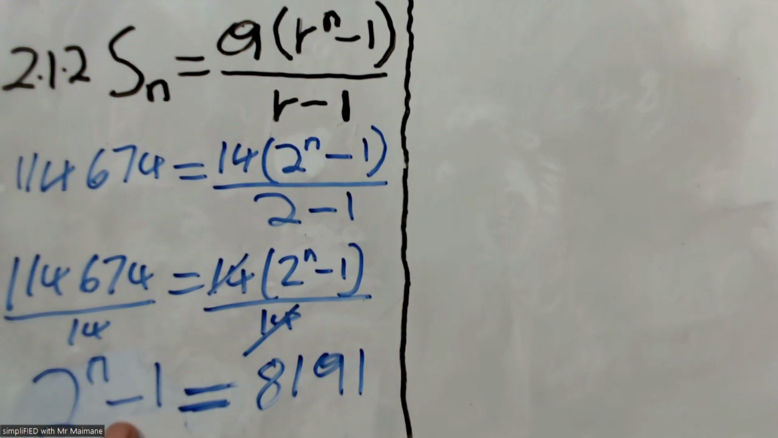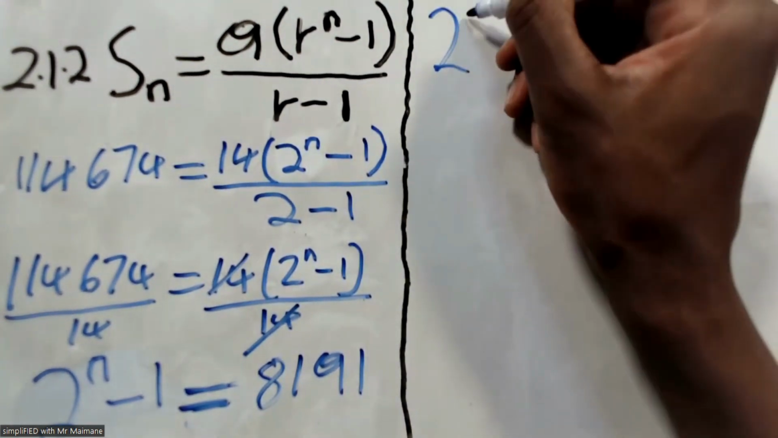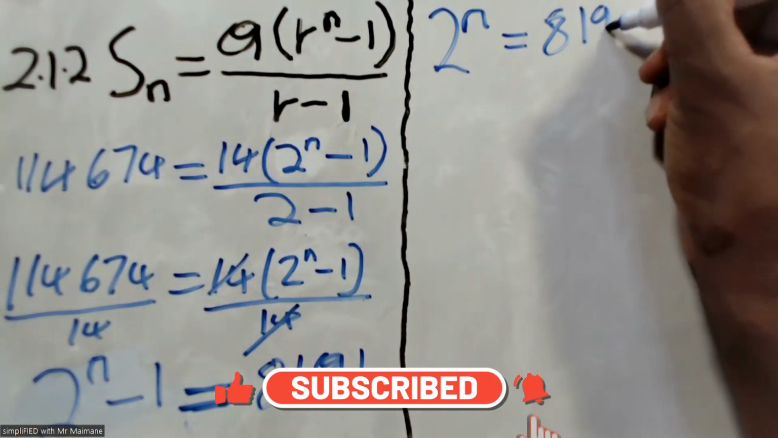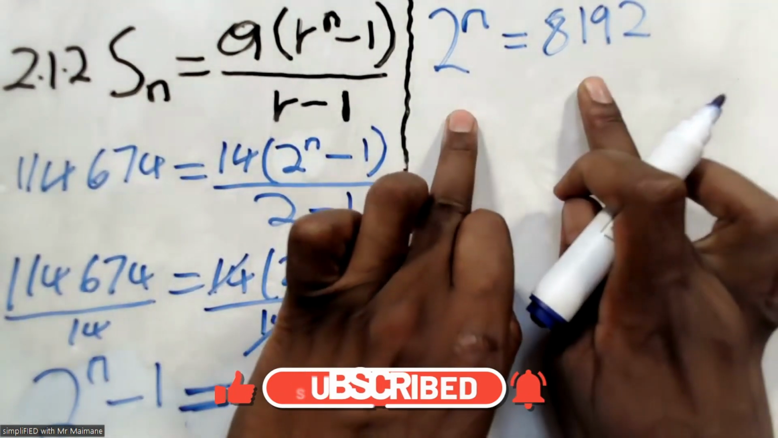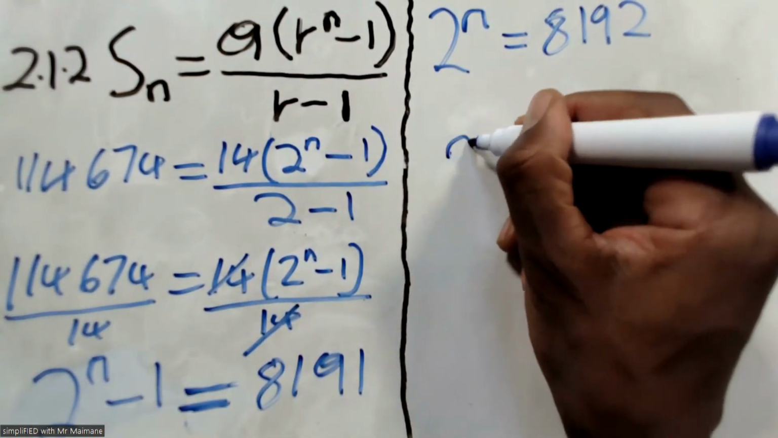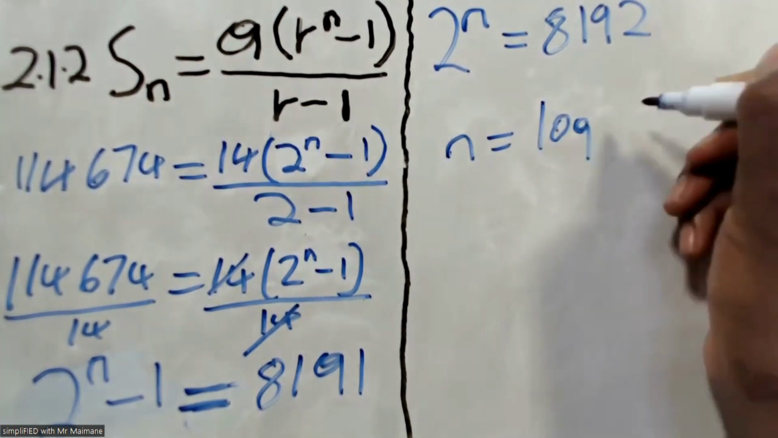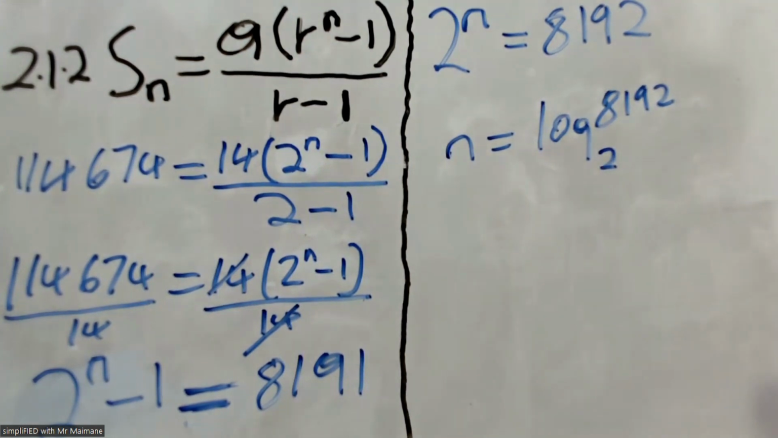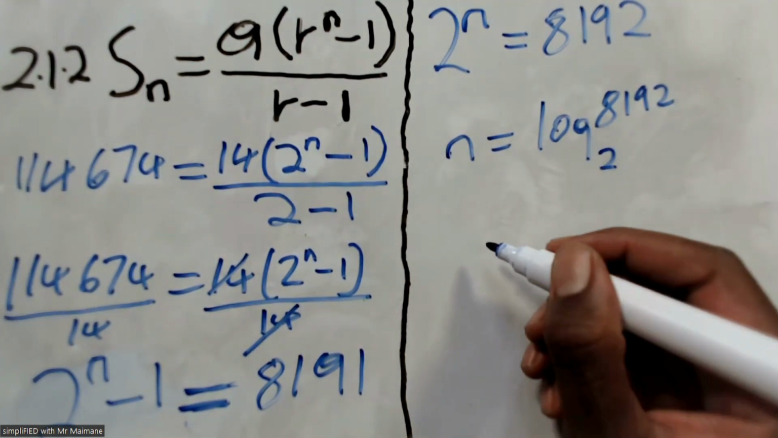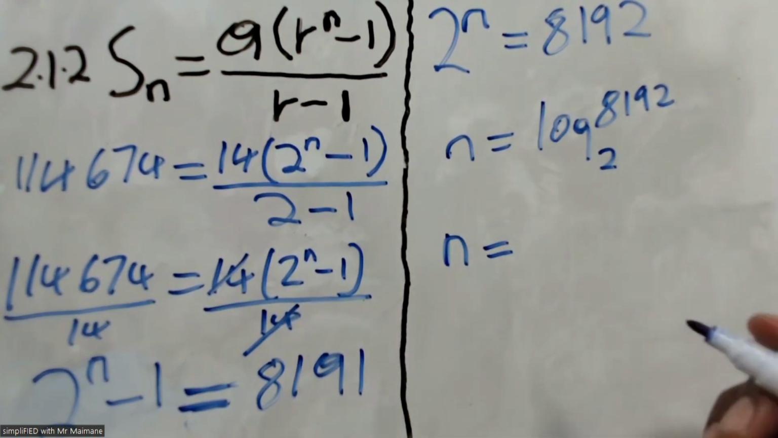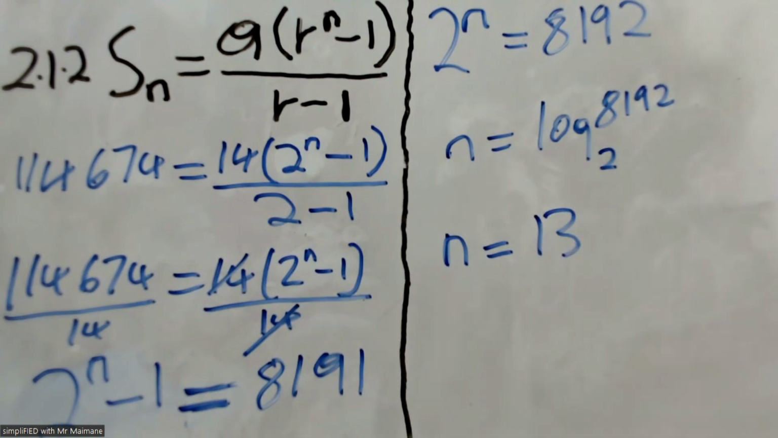And as you can see, with 2^n minus 1, you can take the 1 to the other side, and then we'll get 2^n is equal to 8192. To solve here, we're going to use logarithm. Therefore, n is going to be log of 8192. If you don't understand what I've done here, there's a video where we explain logarithm as well. Therefore, the value of n will be, if I punch this on the calculator, 13.